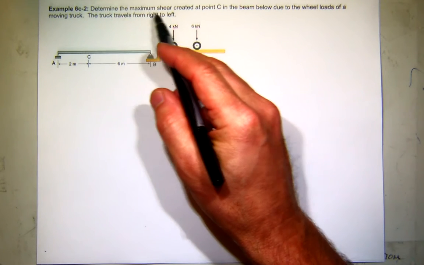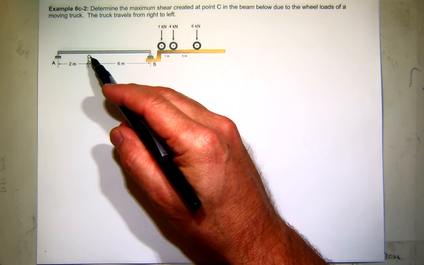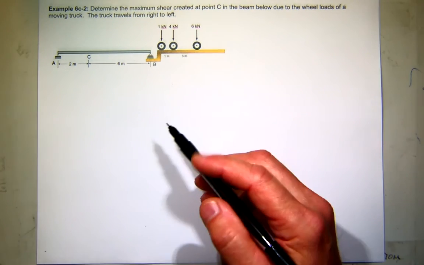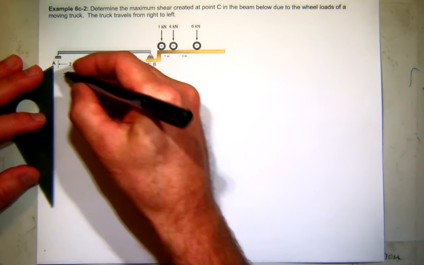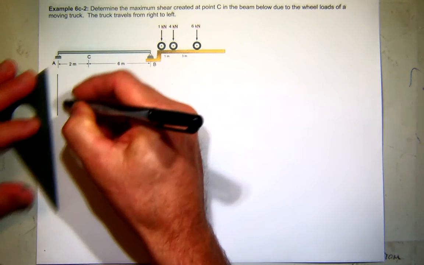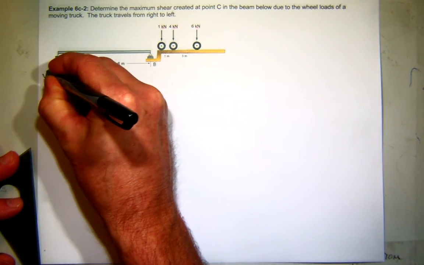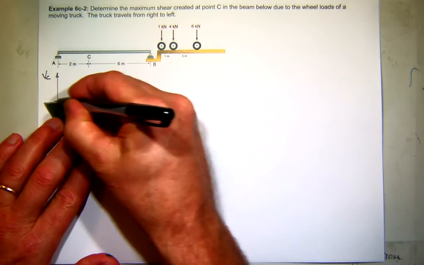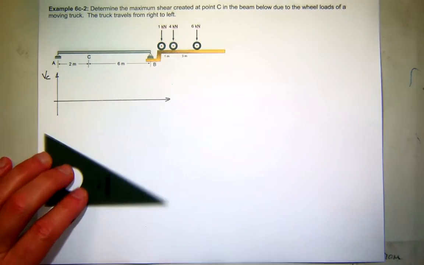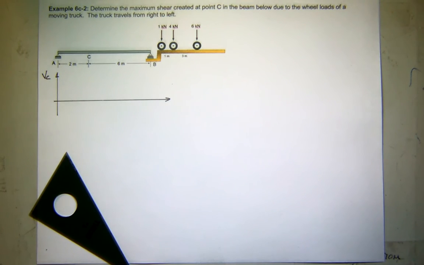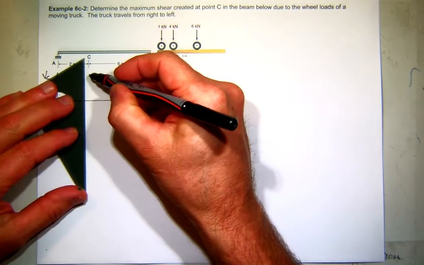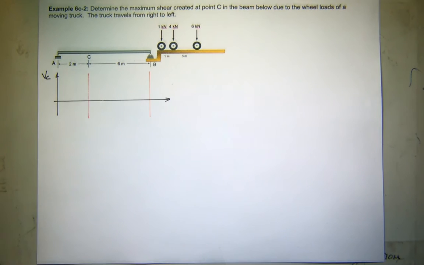Okay, so we're going to find the maximum shear at C, which is right here, and due to this set of moving loads. So the first thing I want to do is draw my influence line for shear. I'll do that right underneath it. So I want the shear at C, and for this length of the beam. And then just to help us visualize it, I'll go ahead and extend some lines down that will show us these are important points. And I want to draw the influence line on that.